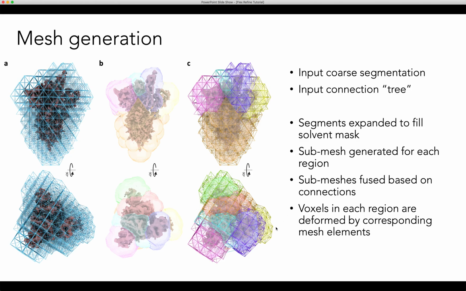Together, all of this allows us to create a single mesh that covers our entire object, but allows 3D Flex to model deformations in a more sensible and intricate way.